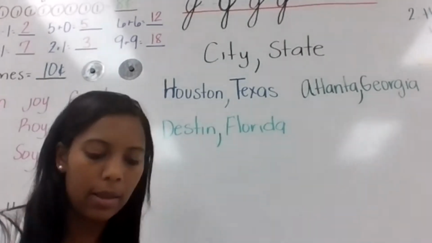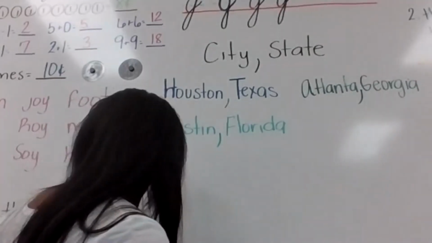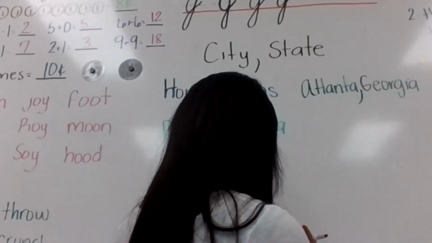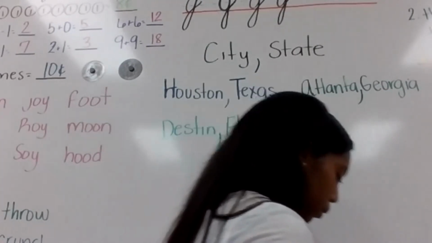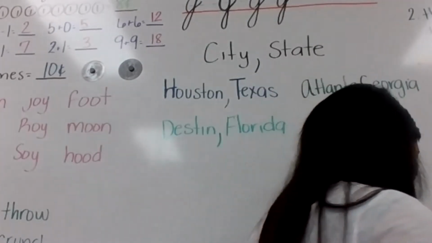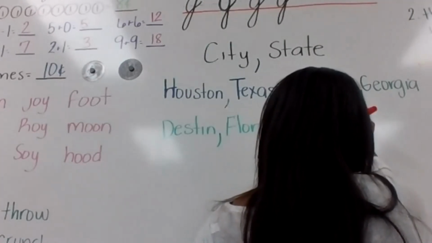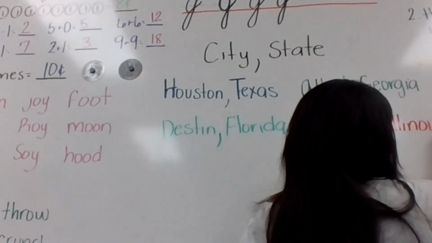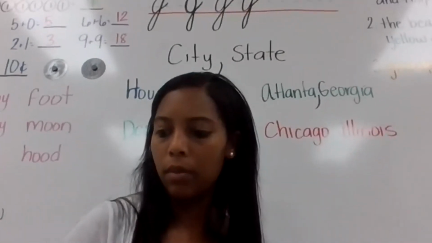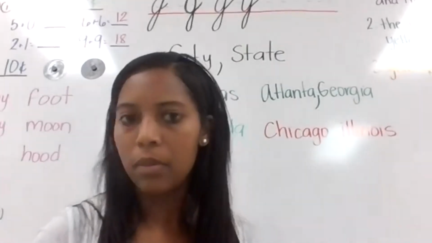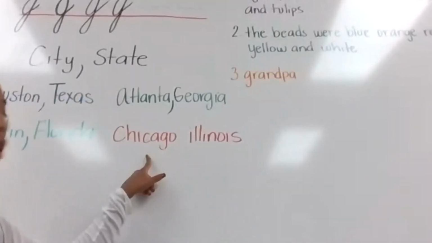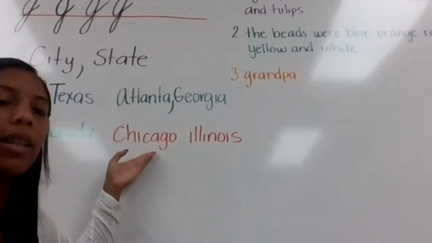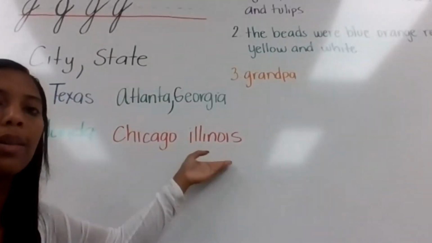So we have that one. Okay, let's do one more for today. And we'll learn some more, but we'll do one more. Okay, here's the next one. Look at this one. Chicago, Illinois. So Chicago, Illinois. Chicago is the city. Illinois is the state that Chicago is inside of.